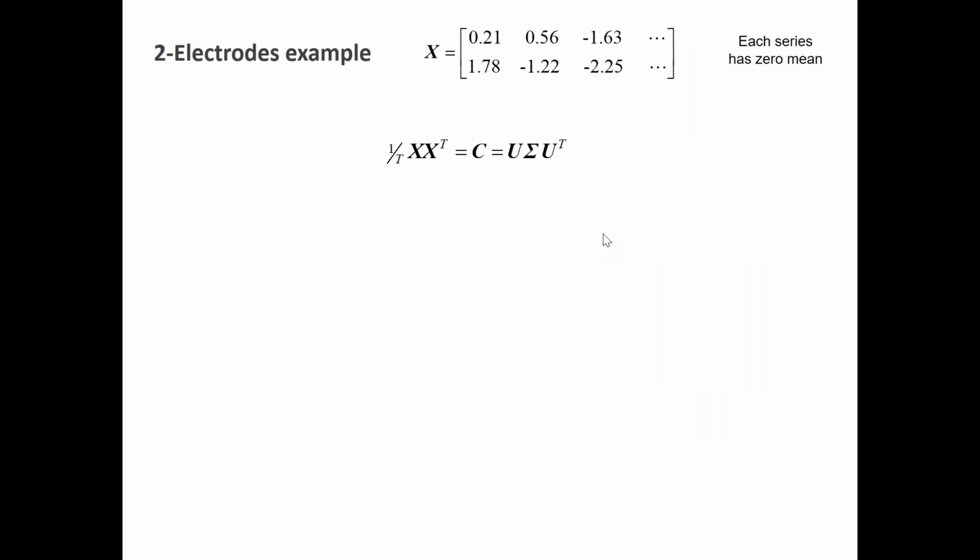So now let's make an example of what's going on here. Suppose we have only two electrodes. So you're going to have two time series like this. You can have 1 second, 3 seconds, 4 seconds, 10 seconds, doesn't matter. You have certain numbers here and some numbers here. And then you compute the covariance matrix. We have said it's very simple. You take matrix X, you multiply by its transpose, you divide by the number of samples, then you get this matrix C. And then we have seen that this matrix has a decomposition of this kind.